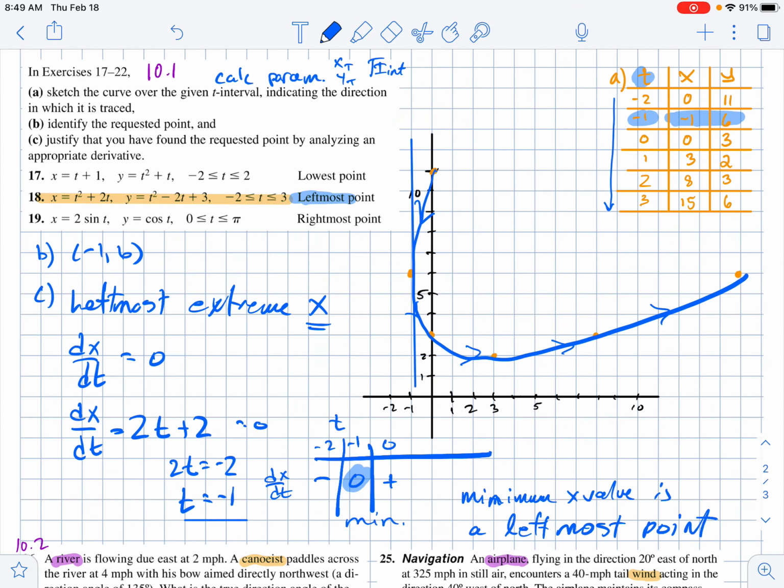And so for the other questions, it's going to be pretty straightforward as well. For the rightmost point, you're going to do dx/dt, and you're going to find a maximum on the interval. And for the lowest point, you would do a minimum of dy/dt. And that's how you would find those, and that's how you do basic parametric graphing.